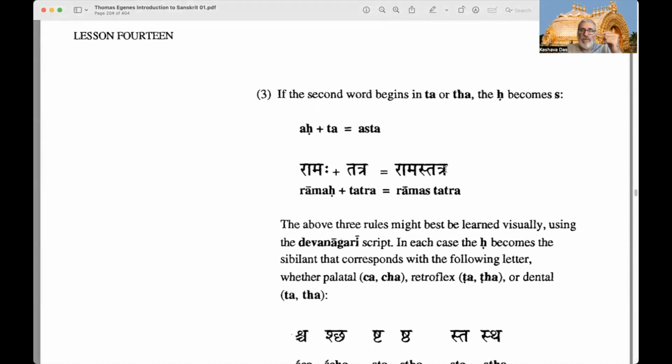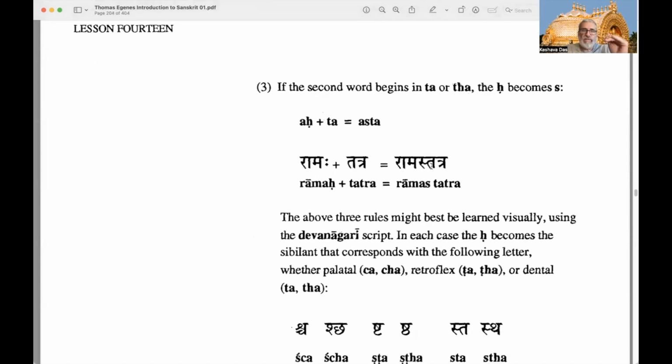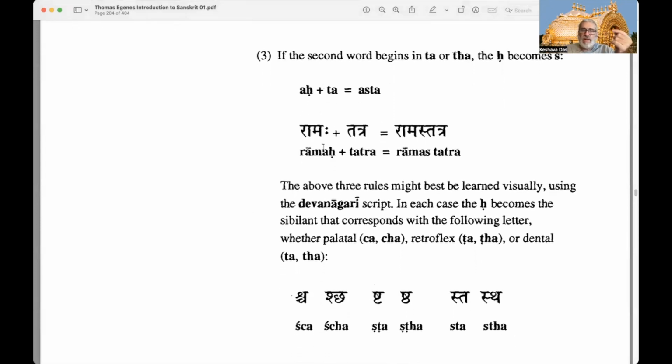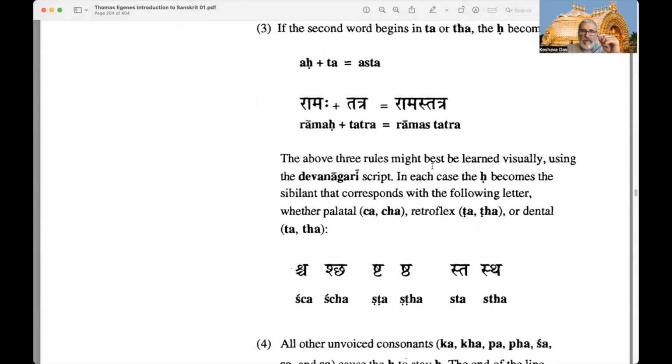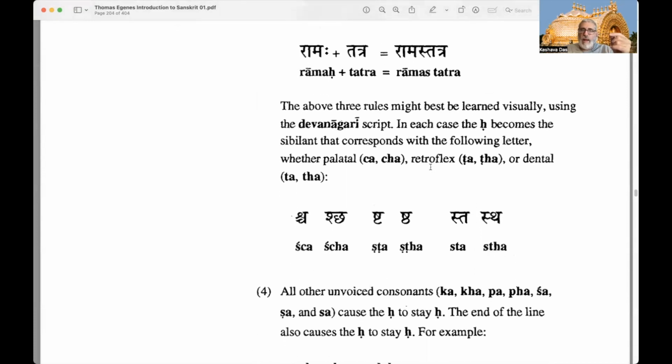Okay, and then the same thing for the dental s, the regular dental s. If the second word begins with ta, which is a dental, then the visarga becomes a dental s. So here we have short a visarga followed by ta becomes asta. And here in the Devanagari, Ramaha followed by tatra becomes ramastatra. Okay, and he's shown a space between the two words in the Roman, but not in the Devanagari. So the above three rules might best be learned visually using the Devanagari script.